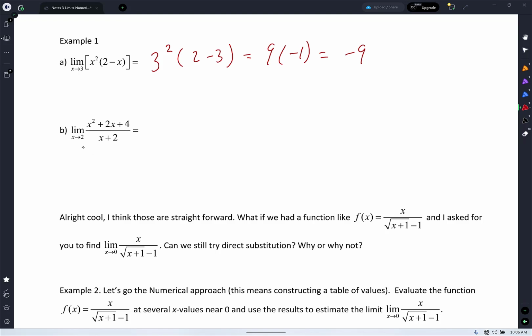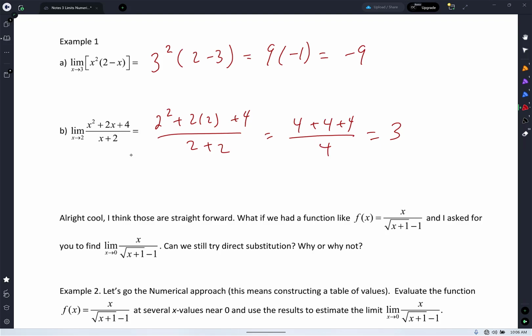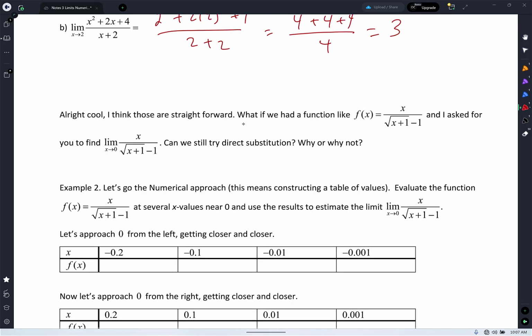So let's try this one down here, letter B. As long as you don't get a 0 in the denominator, and you don't, 2 plus 2 is 4, so we're good. Do direct substitution. 2 squared plus 2 times 2 plus 4 over 2 plus 2. So let's see. 4 plus 4 plus 4 over 4. There's 3 4s in the top, so this has to be 3. Or you can do 4 plus 4 plus 4, which is 12 divided by 4, and that's 3. And that's it. That's pretty easy, guys. Just try direct substitution. All right, now look, check it out. I think those are straightforward.